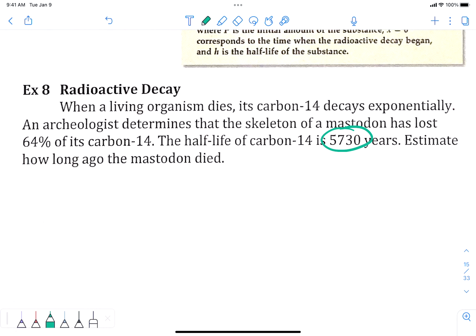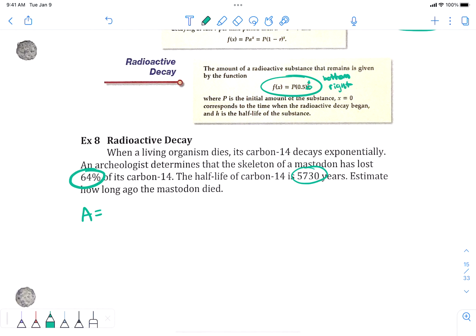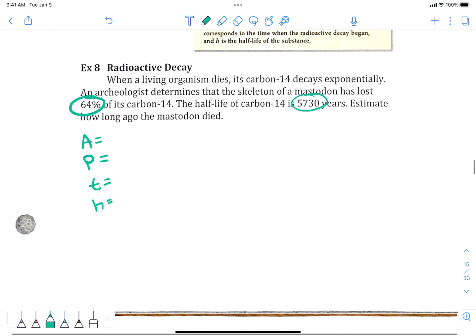Has lost 64% of its carbon-14. Okay. When we're doing radioactive decay, we need an A, we need a P, we need a T, and we need an H. Those are the things that we need for radioactive decay.